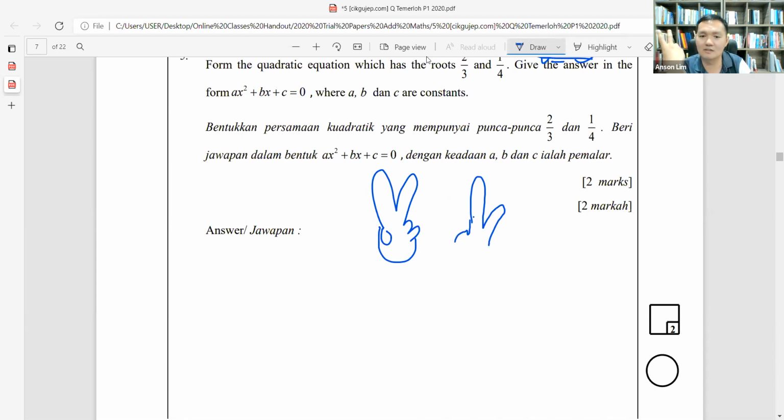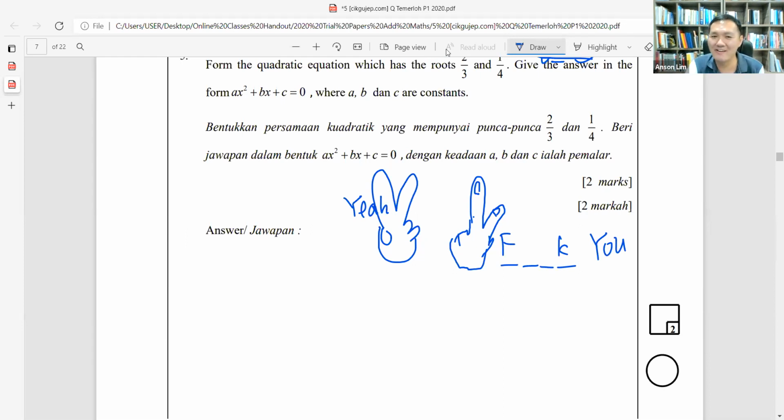Like, cannot see. Okay, like that, for example. This is, yeah. This one, a four-letter word. Yeah, you don't know.